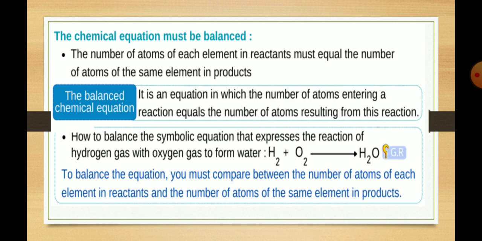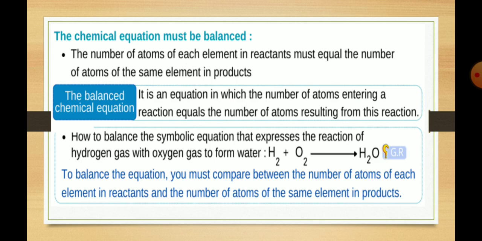And now, do you know that the number of atoms of each element in reactants must equal the number of atoms of the same elements in products? So the chemical equation must be balanced. So what is the meaning of balanced chemical equations? It is an equation in which the number of atoms entering the reaction equals the number of atoms resulting from the reaction.